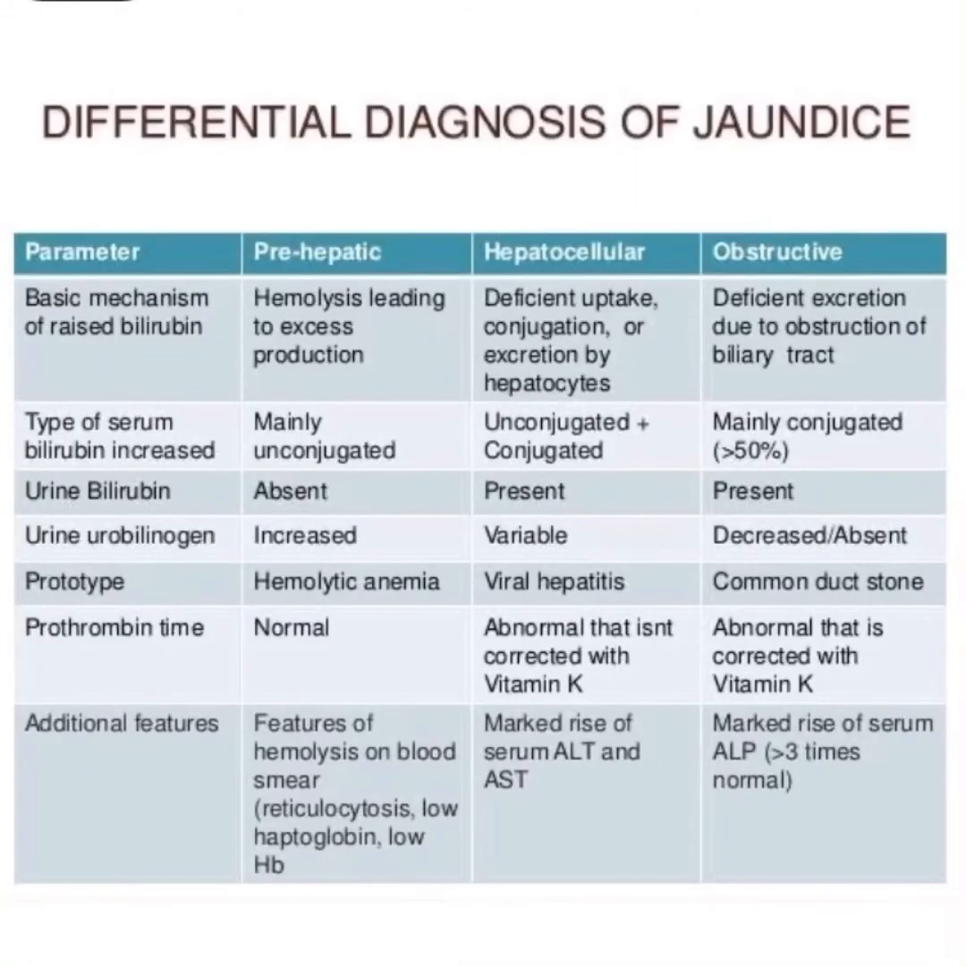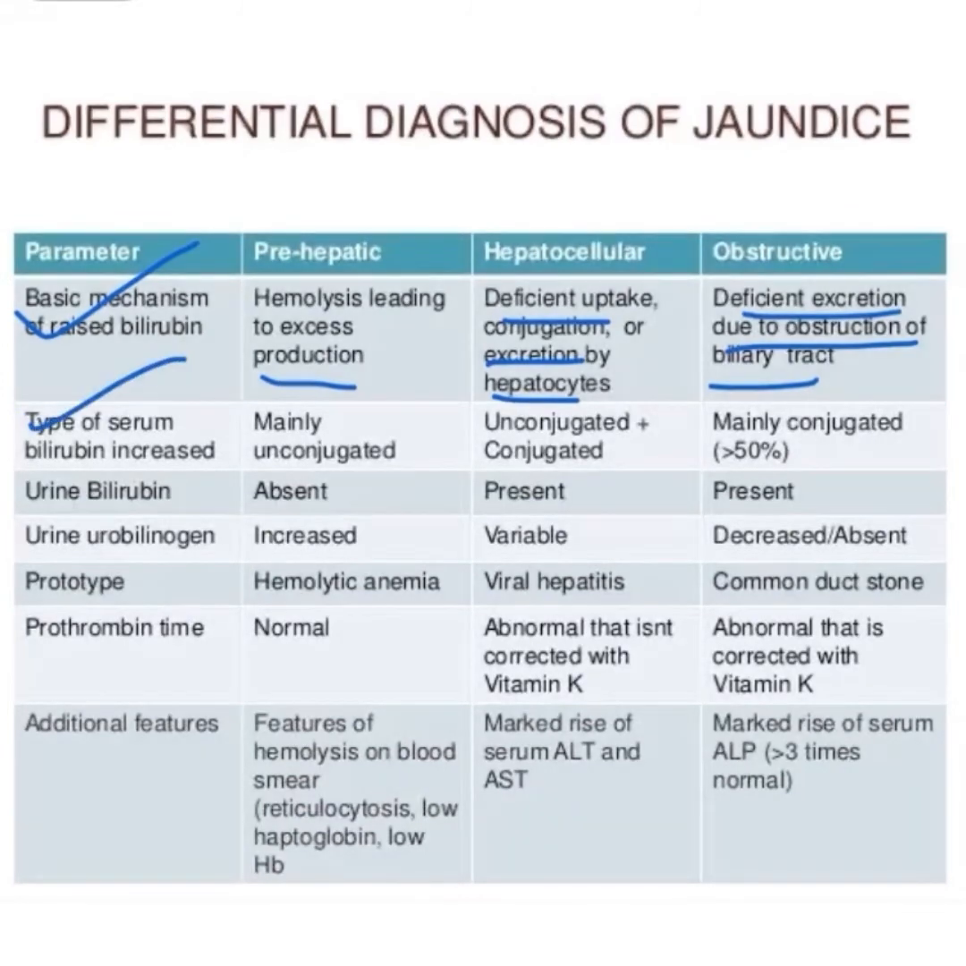From this we are going to get a clear-cut idea about jaundice. First one is the basic mechanism of raised bilirubin. In the prehepatic case, there is hemolysis seen, because of which the bilirubin is raised. In the hepatocellular, there is a deficient uptake of bilirubin. And in the obstructive type, there is an obstruction of the biliary tract, right?